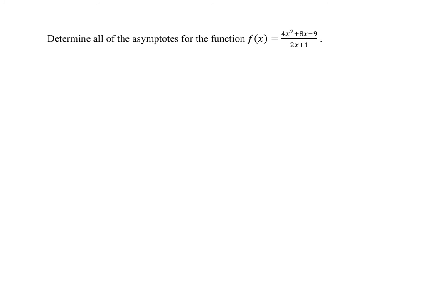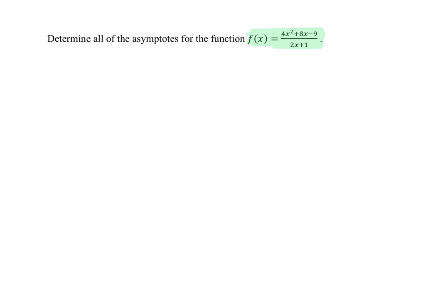In this video, we want to determine all of the asymptotes for the function f of x is equal to (4x squared plus 8x minus 9) divided by (2x plus 1). So first, it's helpful to remember that this is a rational function.